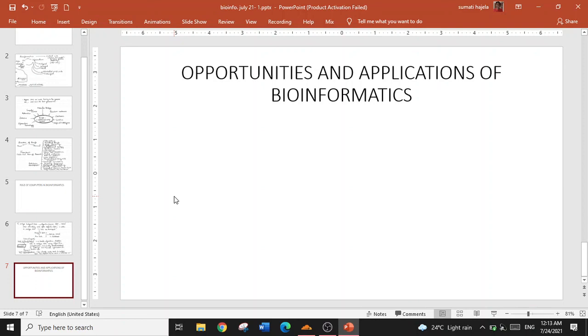So these are various applications of bioinformatics, and there are many more examples, and a variety of fields are still there for which bioinformatics can be helpful.